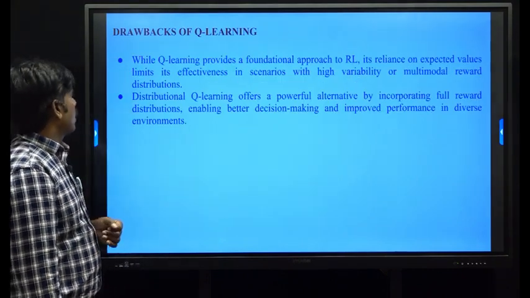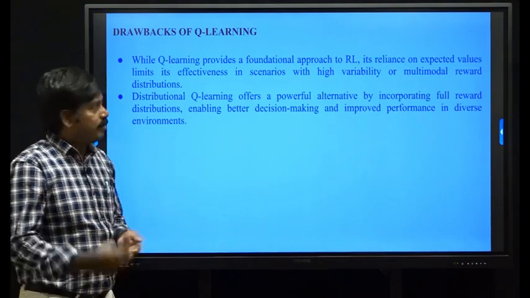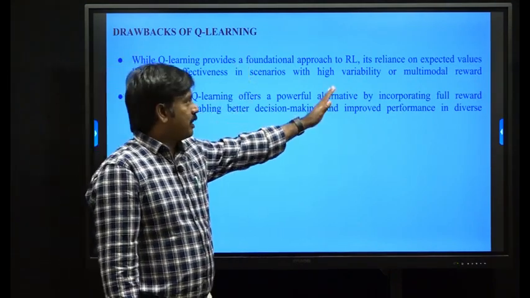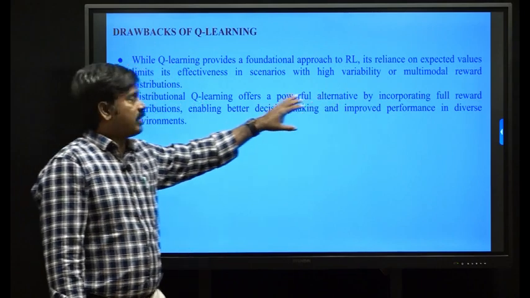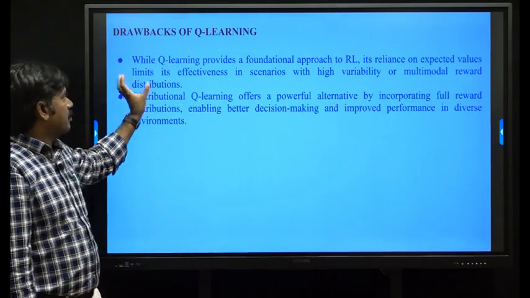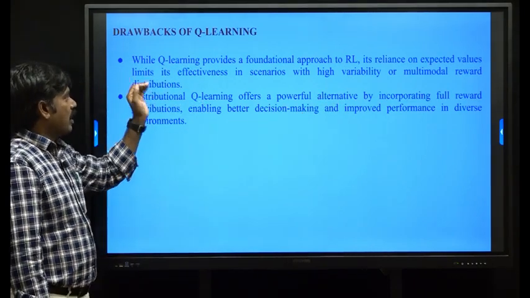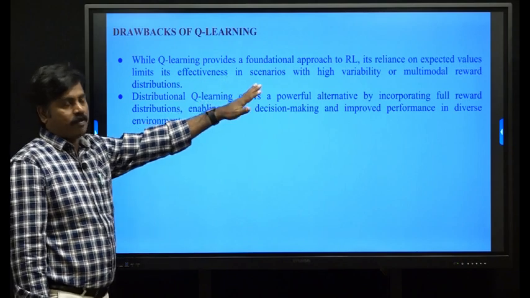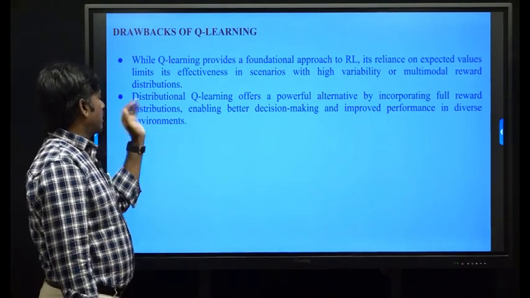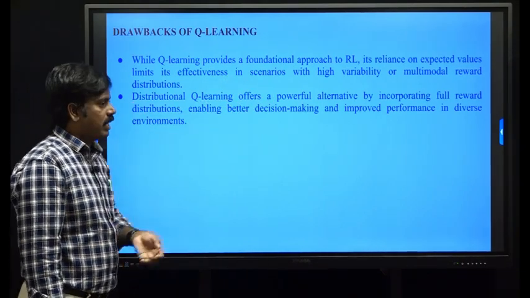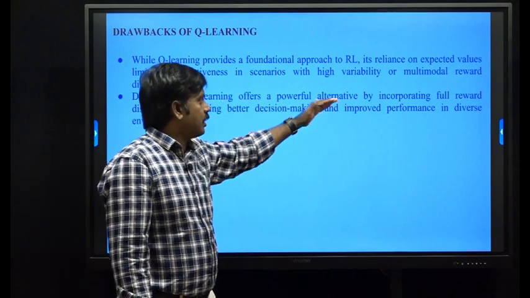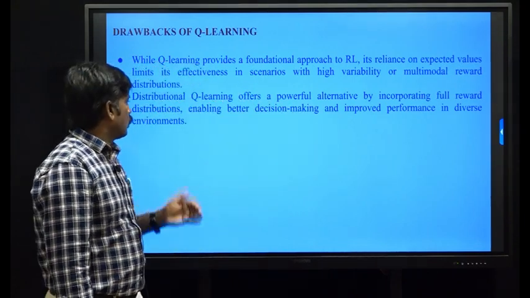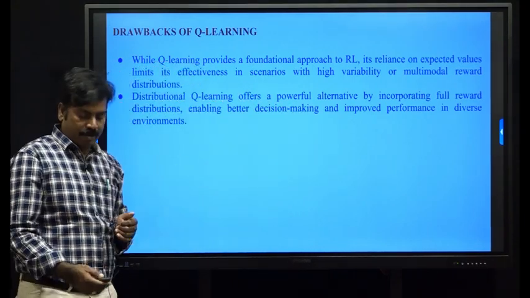To sum up the drawbacks, Q learning provides the fundamental approach in reinforcement learning. It relies on expected values, it has limitations, and it is not effective at solving complex environment problems. So we dive into distributional Q learning. It offers a powerful alternative to Q learning to solve complex environment problems. Thank you.